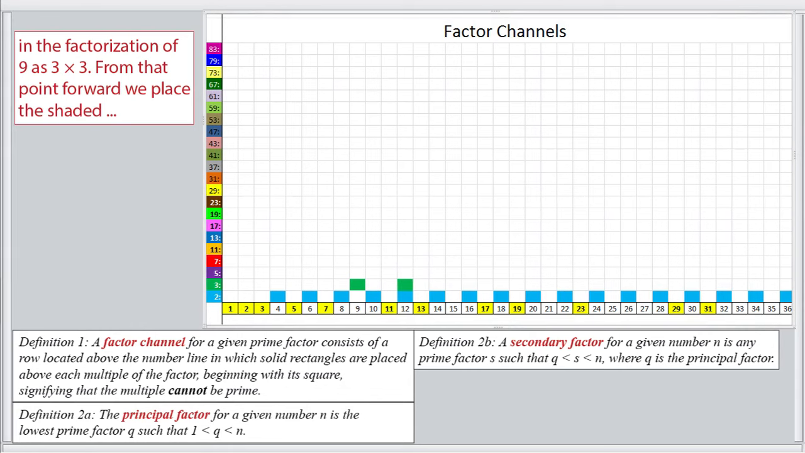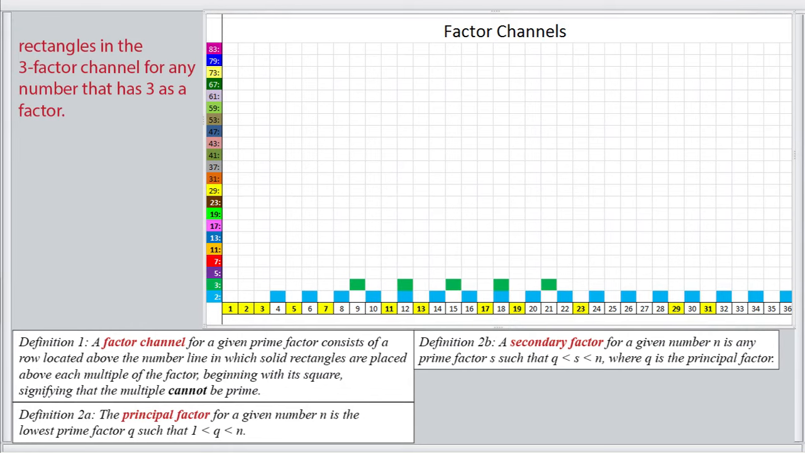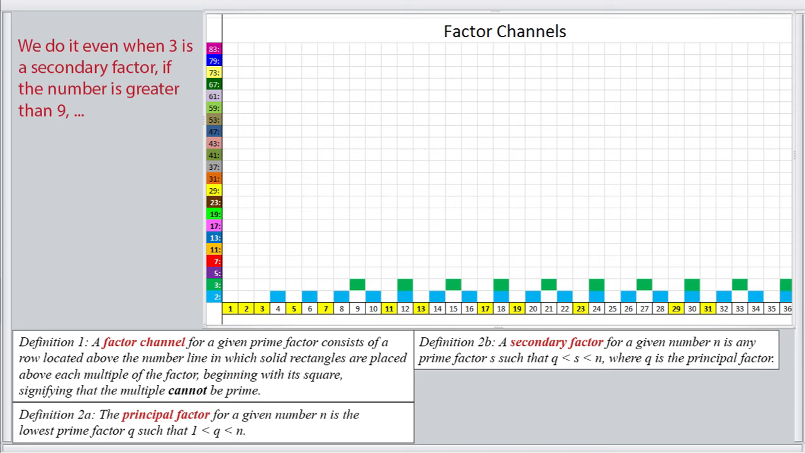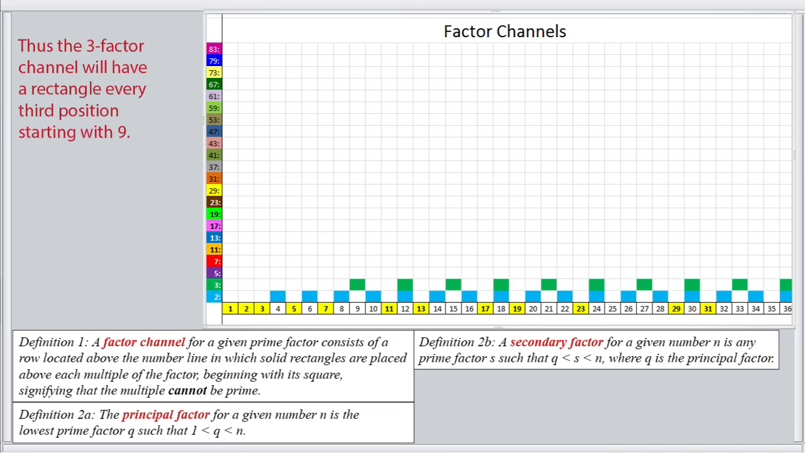From that point forward, we place the shaded rectangles in the 3-factor channel for any number that has 3 as a factor. We do it even when 3 is a secondary factor, if the number is greater than 9, in order to follow the logic of the 3-factor channel. Thus, the 3-factor channel will have a rectangle every third position starting with 9.